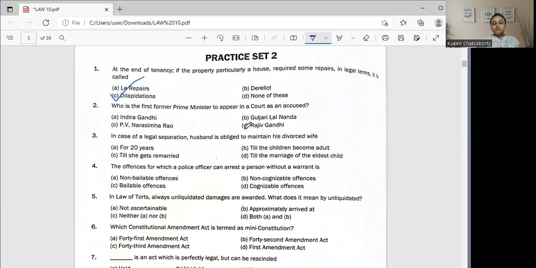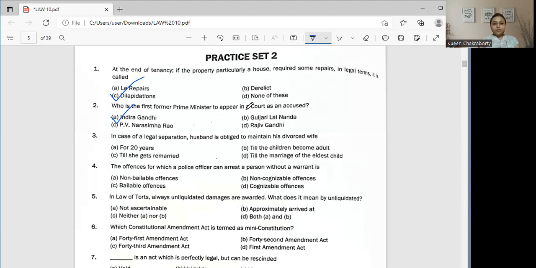Moving to question number 2. Who is the first former Prime Minister to appear in a court as an accused? Option A, Indira Gandhi. Option B, Gulzarilal Nanda. Option C, P.V. Narasimha Rao. Or option D, Rajiv Gandhi. So we all know this. It was a very famous case, and the correct answer is Indira Gandhi. Indira Gandhi was accused and was taken to court, and she appeared in the court as the first former prime minister.